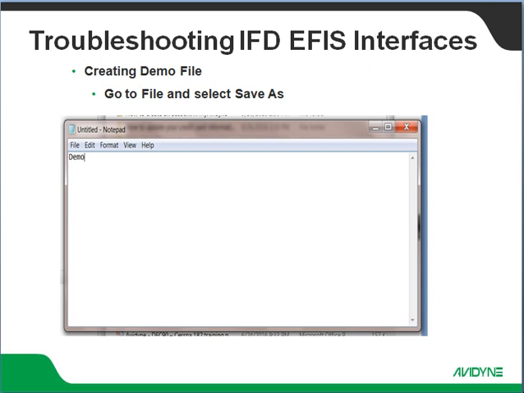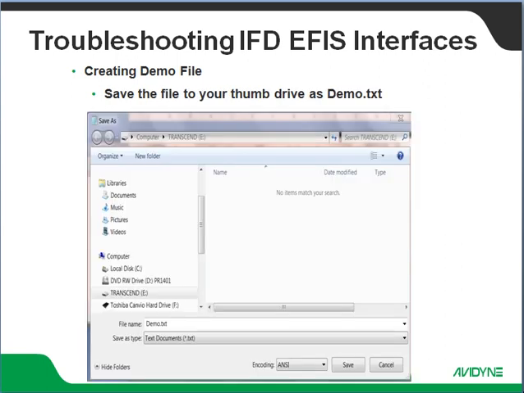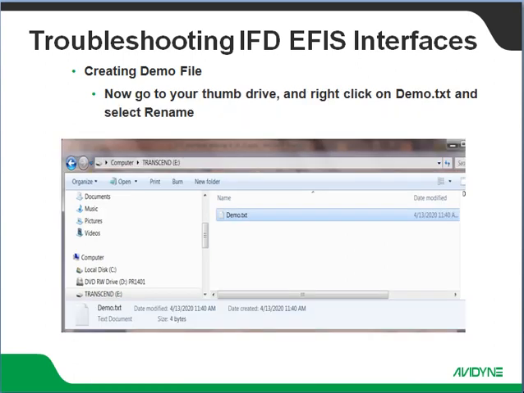Go ahead and hit File, scroll down and hit Save As, and you're going to get a dialog box like this. I'm sure you're all familiar with this stuff. Save that as demo.txt. Once you have that on your thumb drive, saved as demo.txt, open the thumb drive itself, right-click on the demo.txt file, and select rename.